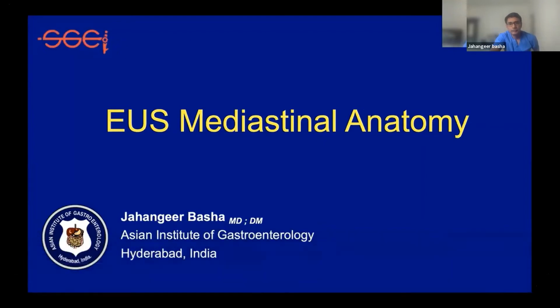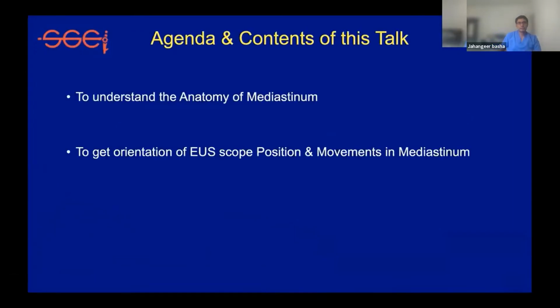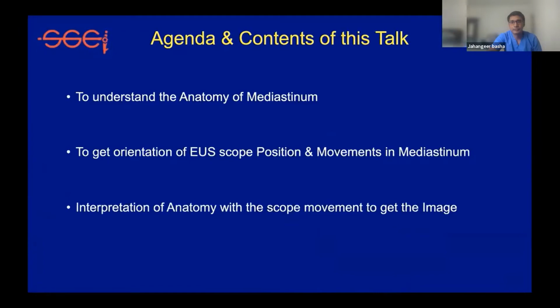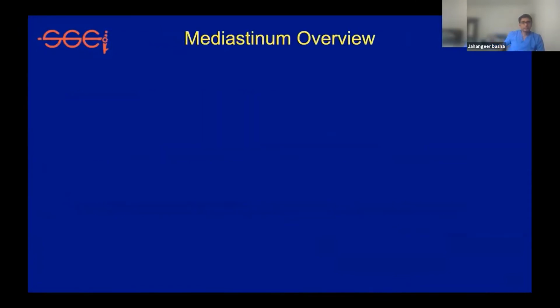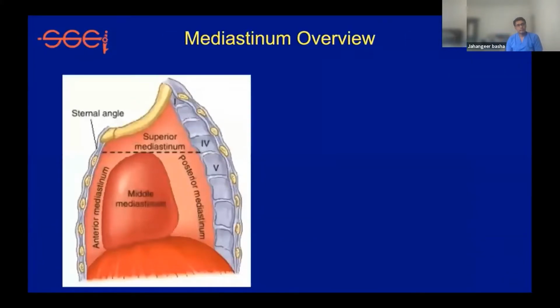Session. I'm discussing EUS mediastinal anatomy. The main agenda and contents of this talk would be to understand the anatomy of the mediastinum, to get the orientation of EUS scope position and movements in the mediastinum, and interpretation of anatomy with the scope movements to get the image.